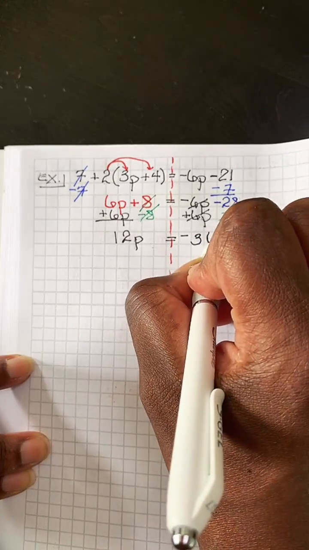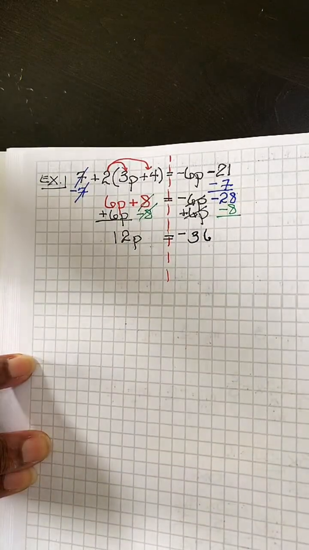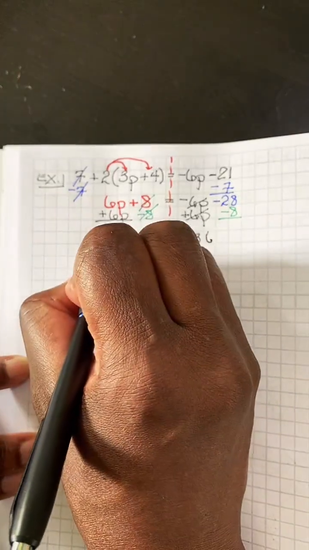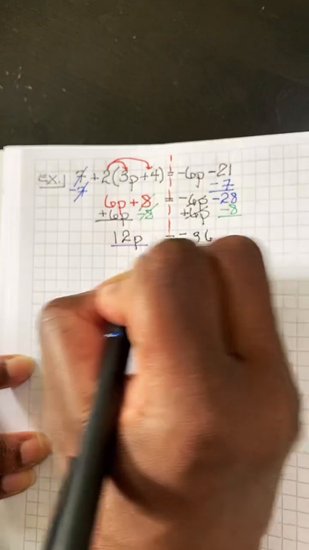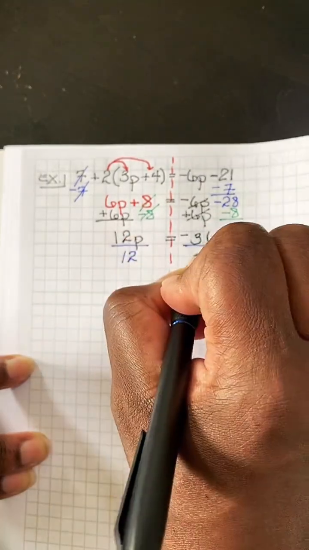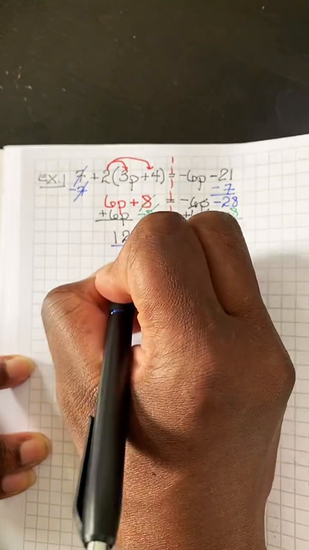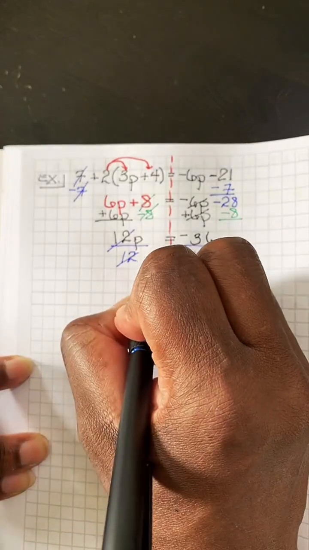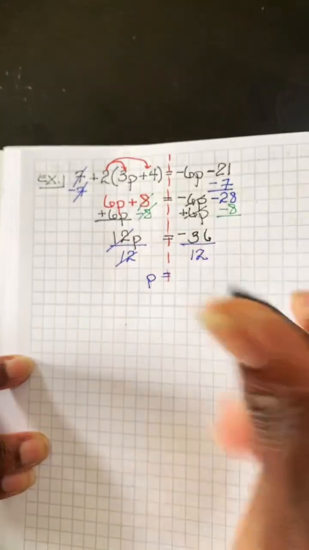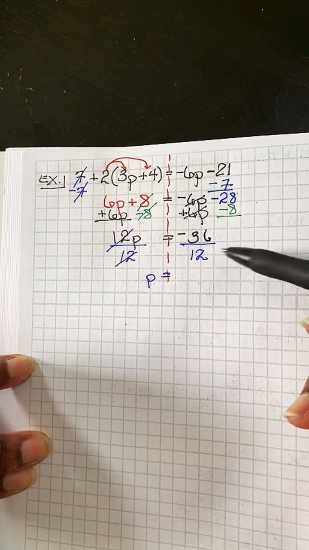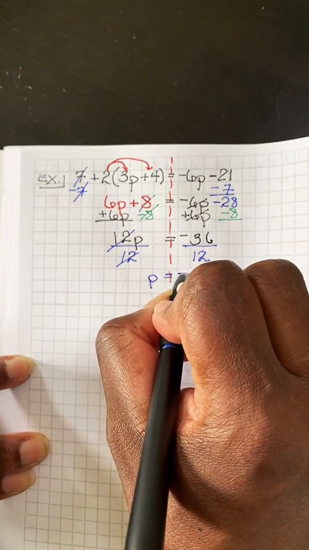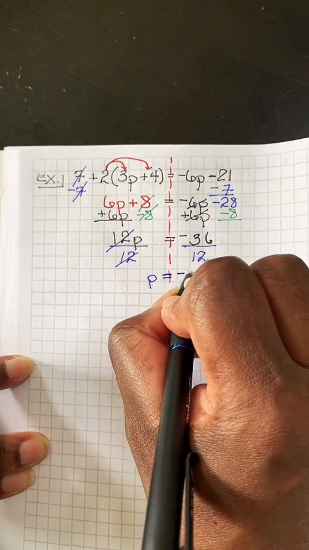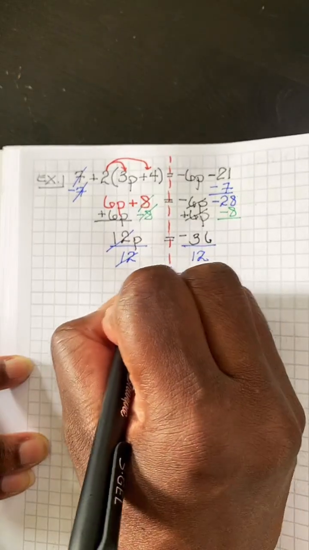Now I have my 12p equals negative 36. I think a lot of us know that we're going to divide both sides by 12. And then that will give me my p equals a negative divided by a positive. The signs are different when you're multiplying or dividing. So it's negative, and it will be a negative 3.